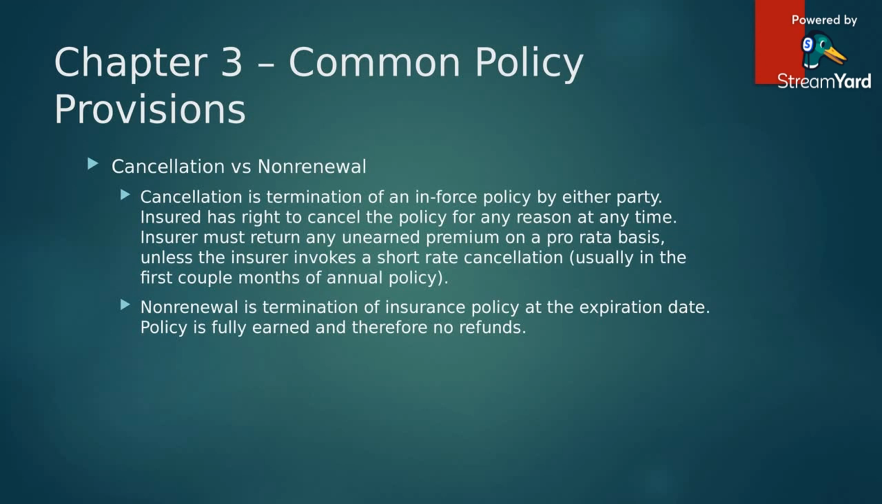Number 5, in which part of the policy is found the insurer's promise to pay? A, declarations, B, insuring agreement, C, conditions, or D, exclusions? So this one is going to be B, the insuring agreement, right? This is where the legal terms of the policy are laid out, and the insurer's promise to pay happens to be one of those legal terms.